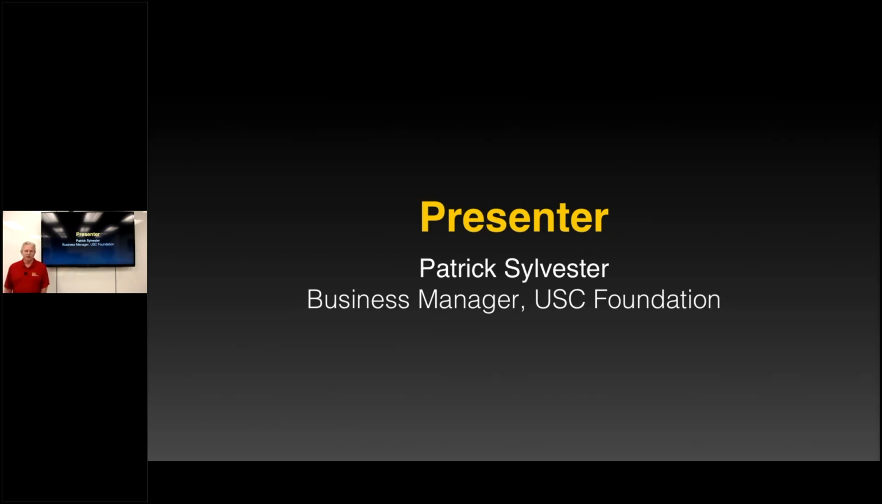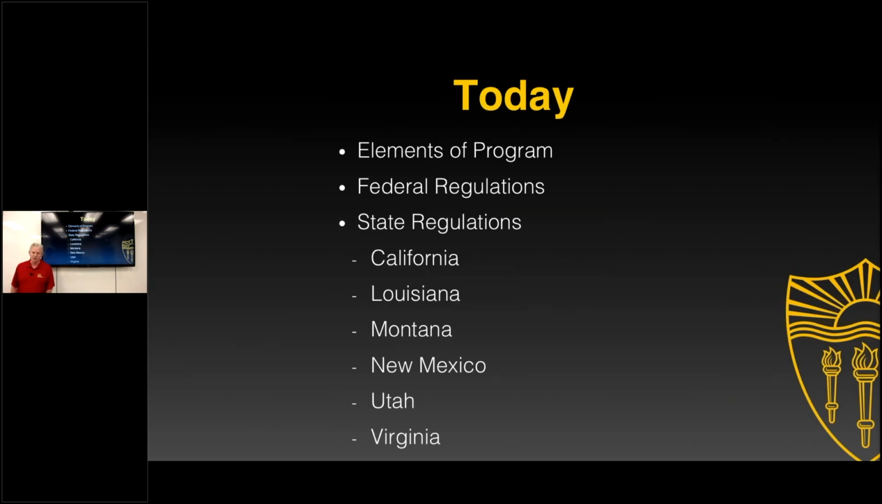Today we're going to be talking about your cross-connection control regulations. I'm going to begin by talking about the elements of a program. This is going to be a very abbreviated version of something we would normally do in our specialist course. We talk about the different elements we'd like to see in a cross-connection control program. We'll spend a little bit of time talking about federal regulations, the regulations that basically require the states to set up their own cross-connection control regulations. Then we're going to spend some time talking about the various states represented in the audience today, which is California, Louisiana, Montana, New Mexico, Utah, and Virginia.